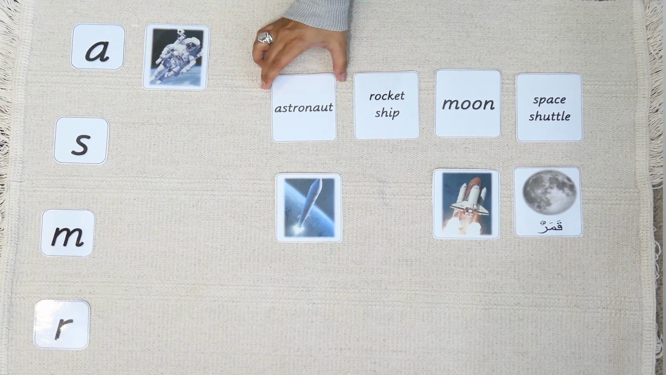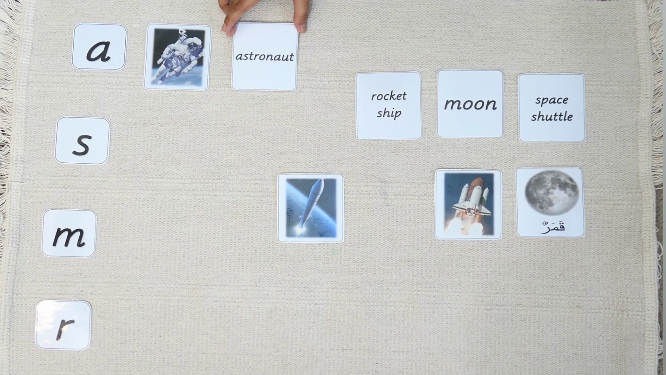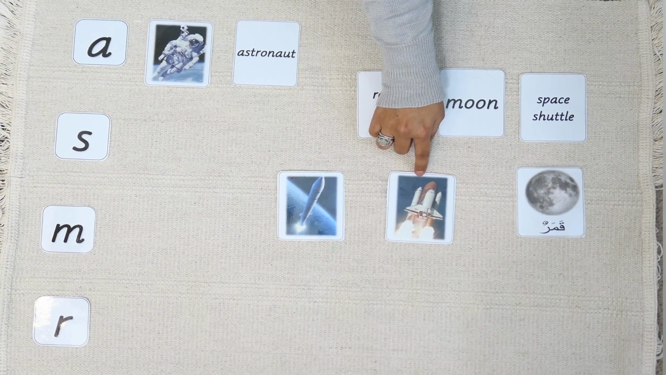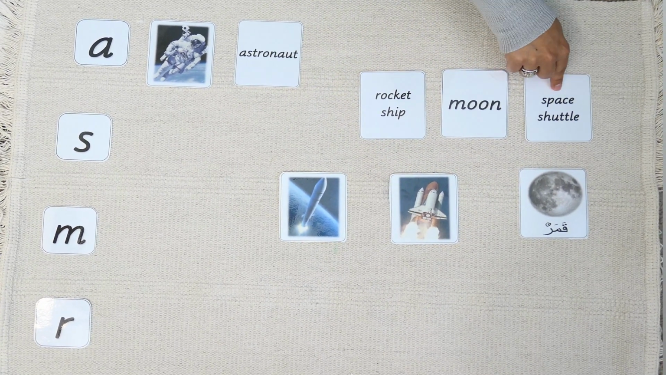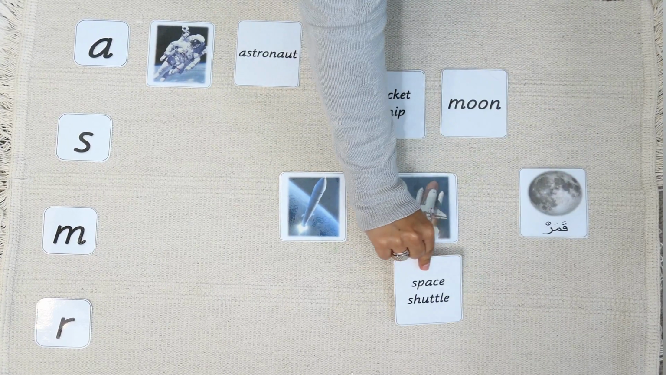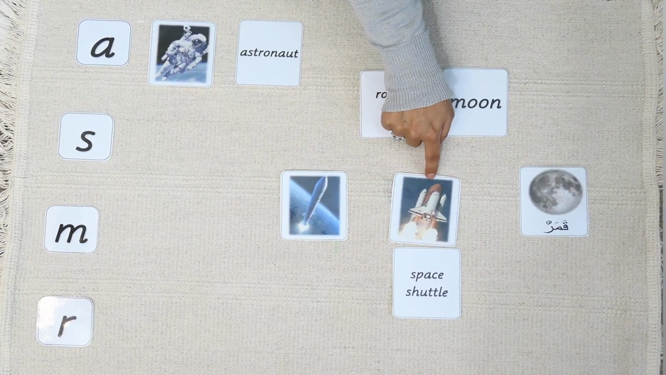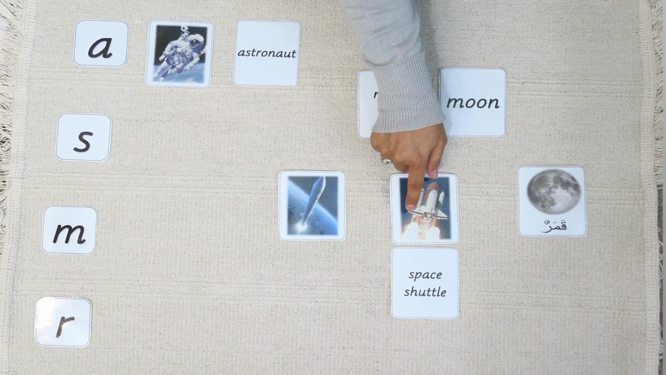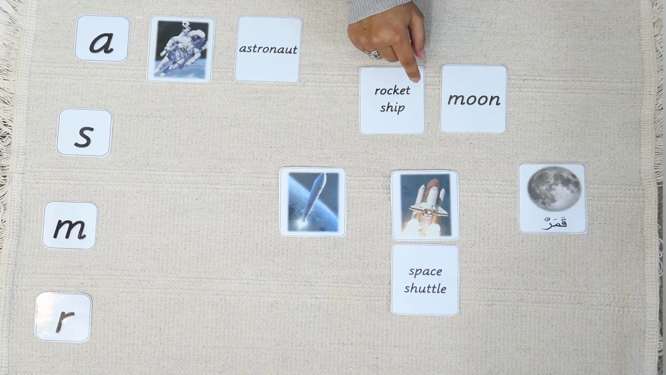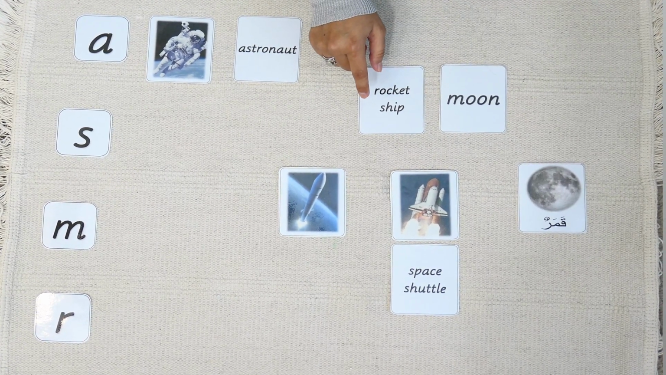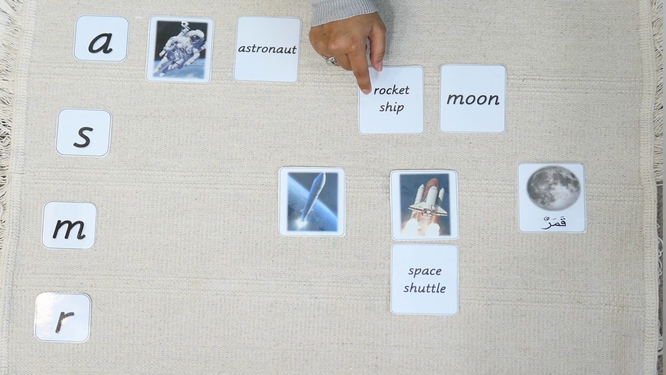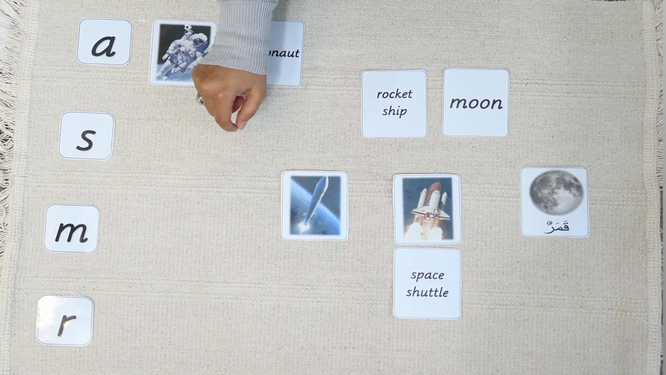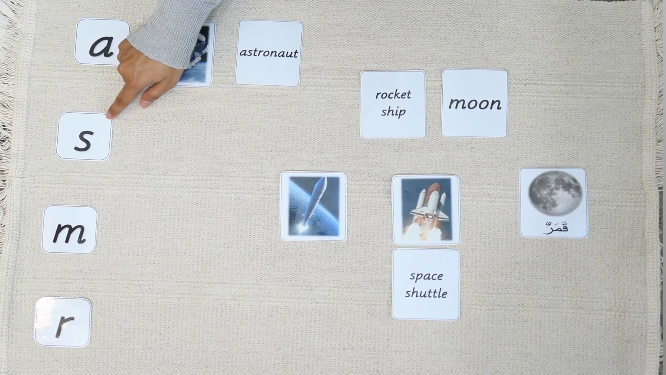Okay. Our next one is space shuttle. This is the picture of a space shuttle. And this says space shuttle. What's the first sound you hear in the word space shuttle? Space shuttle. S. That's right. S. Can you help me find S? This says S.